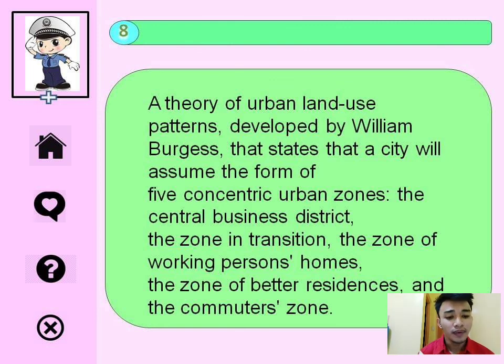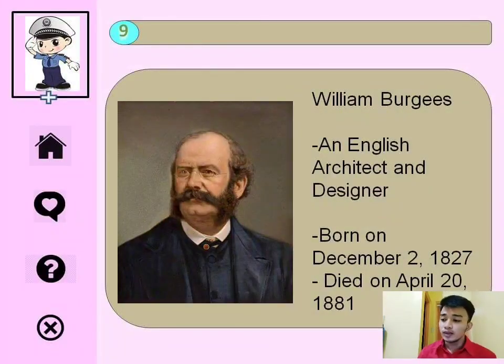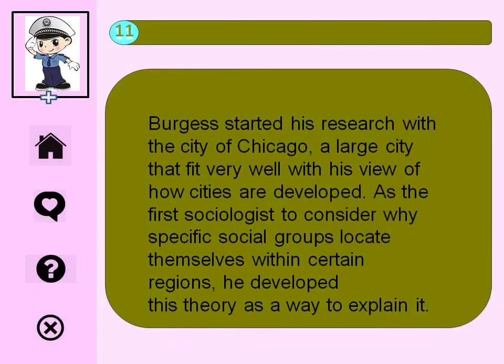This theory is a kind of pattern applied to the growth of a city, developed by Burgess. So, who is Burgess? Let's move on to the next slide. Who is Burgess? Burgess is an English architect and designer born on December 2, 1827, died on April 20, 1881. So let's move on to the next slides for more info about Burgess.